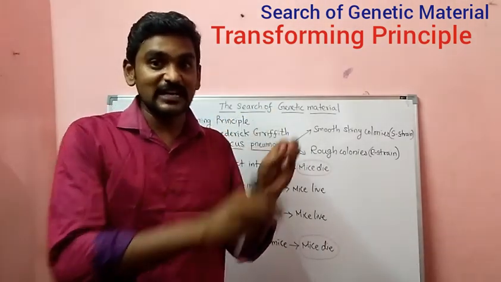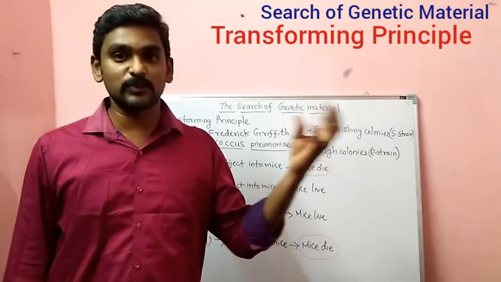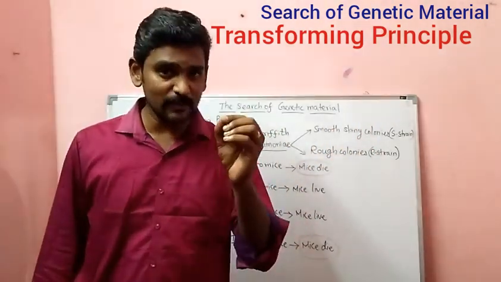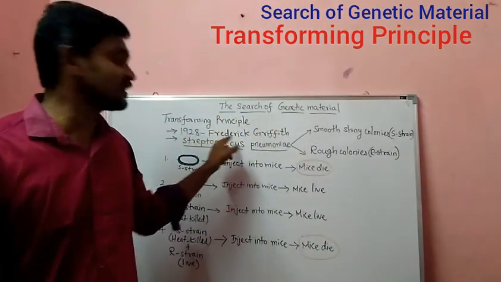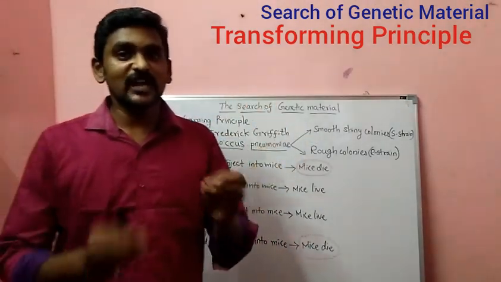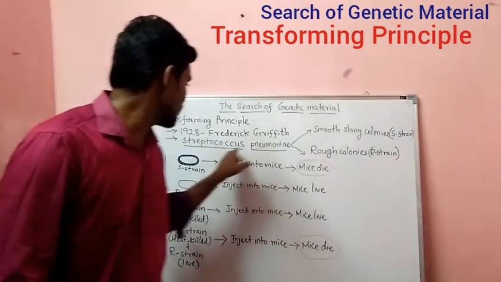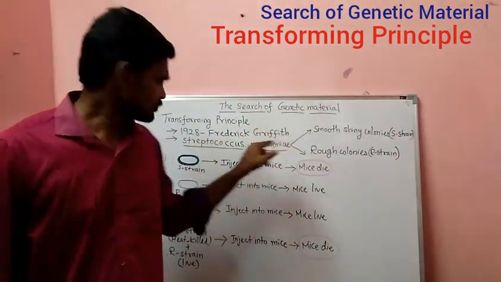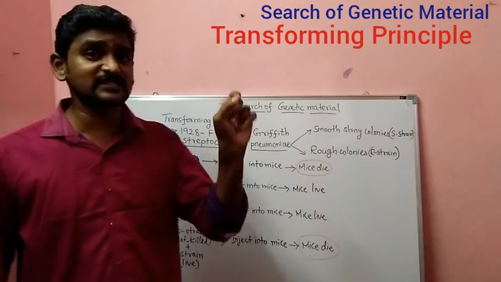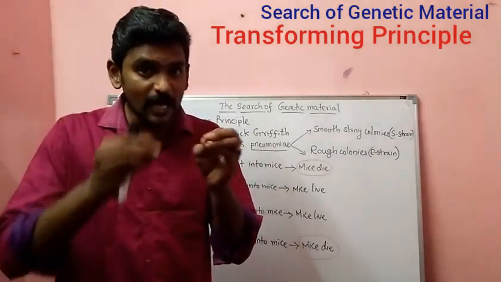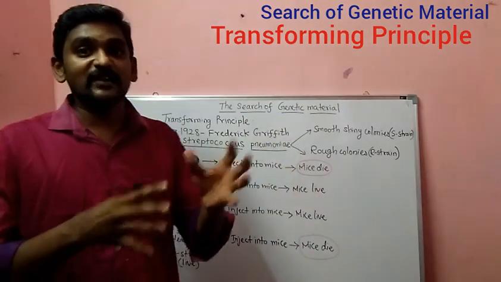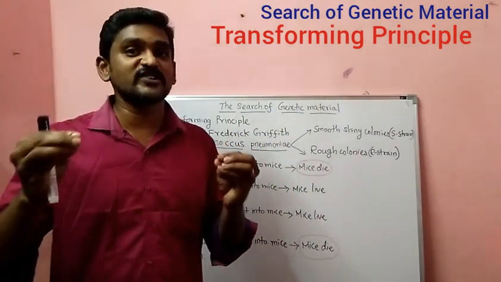To search for that, initially they performed an experiment called the transformation experiment. This experiment was performed by Frederick Griffith, with the help of the organism called Streptococcus pneumoniae. Streptococcus pneumoniae is a bacteria, and with the help of this bacteria only, Frederick Griffith made the transformation experiment.